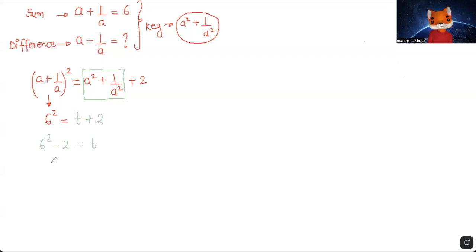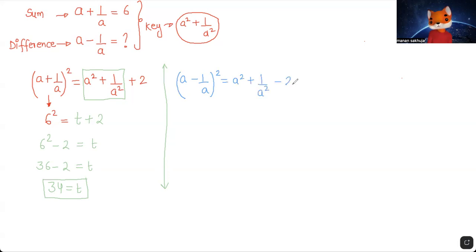So 6 square will be equal to 36, not 12. So t will be 34. Now remember what is t? T is nothing but the whole value, that is a square plus 1 by a square. Now students, if you were able to understand a plus 1 by a whole square, I'm sure all of you can easily understand that a minus 1 by a whole square will be the same but with a minus 2. It will be a square plus 1 by a square minus 2.